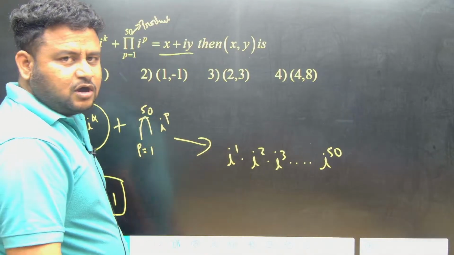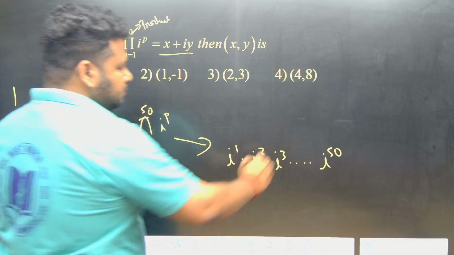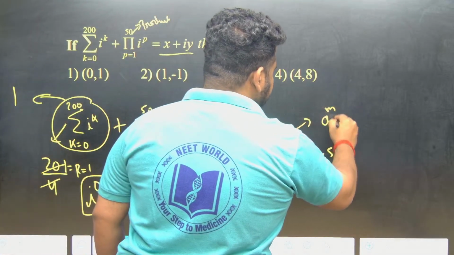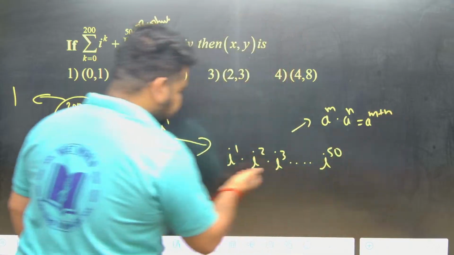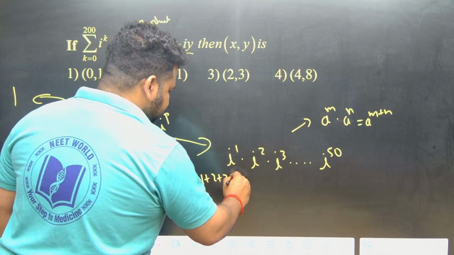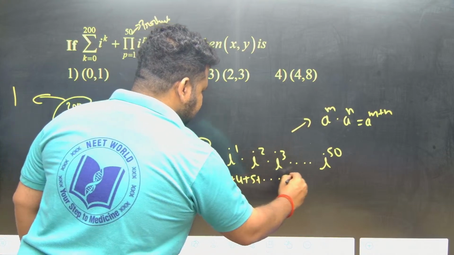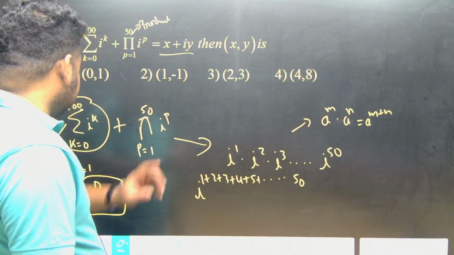So see here, by using the law of exponents, a power m into a power n can be written as a power m plus n. Similarly, here all the bases are same, so I can write it as i power 1 plus 2 plus 3 plus 4 plus 5 plus up till 50.